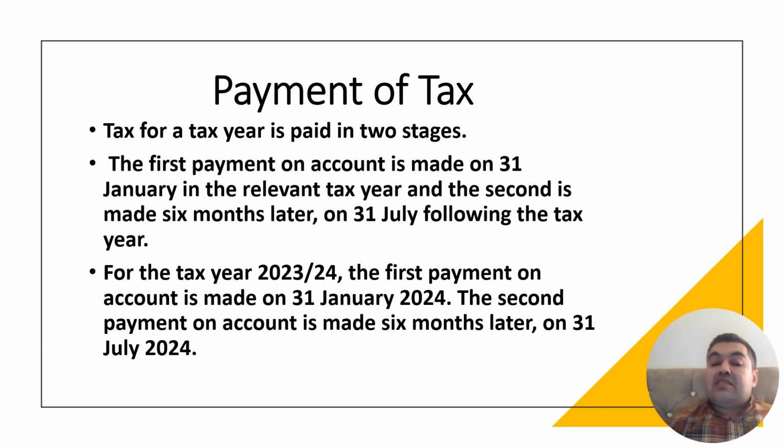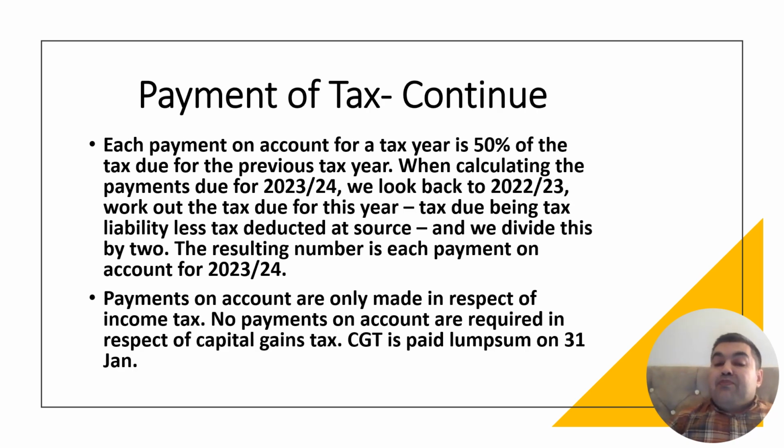So, payment of tax. Tax for a tax year is paid in two stages. The first payment on account is made on 31st of January in the relevant tax year, and the second is made on 31st of July, which is 6 months after the first payment on account, following the tax year. So for the tax year 2023-24, the first payment on account is made on 31st of January 2024, and the second payment is made 6 months later, on 31st of July 2024.